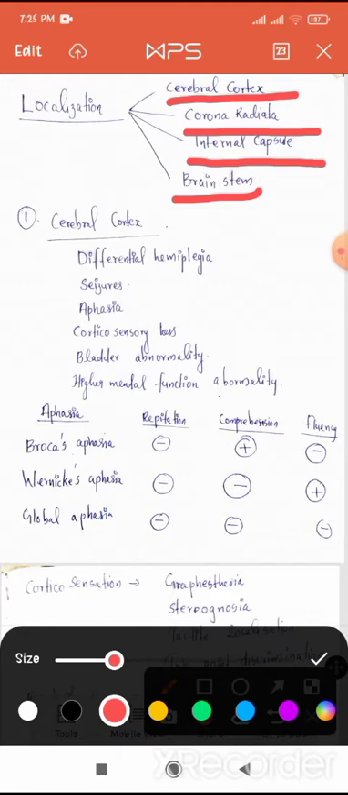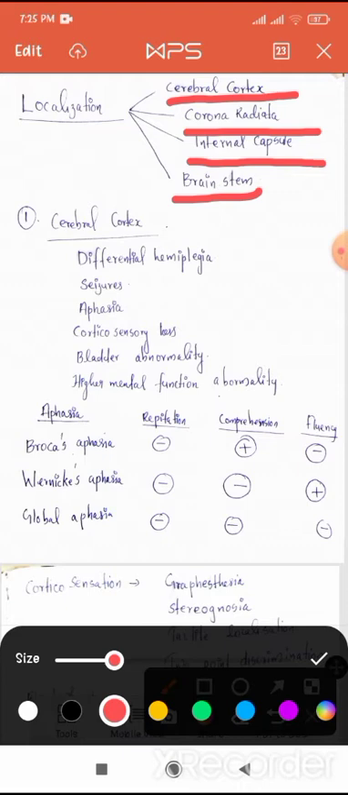Comprehension means we are looking at whether he is understanding what we are telling him. For that we ask the patient to point to something present nearby. For example, we ask the patient to point to a fan or a light nearby. If he is able to point to it, then comprehension is present. Fluency means how fluently he can speak, that is, with meaning or without meaning.